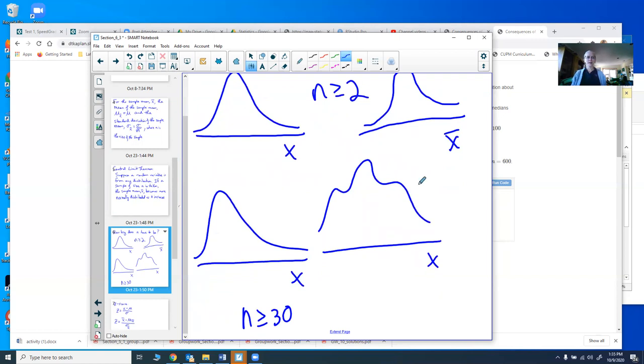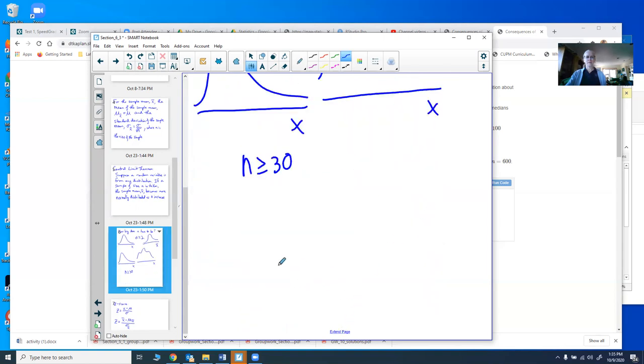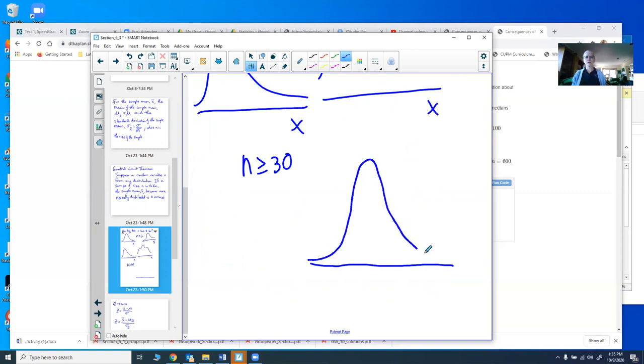And what this says is if n is bigger than or equal to 30, and 30 is just some number that we end up using, there's no great reason why it's 30. We've just found that 30 is what works. Doesn't always work, but in a lot of cases it does. So the general rule we use is if n is bigger than 30, then X bar will be a normal distribution, which means we can find probabilities.